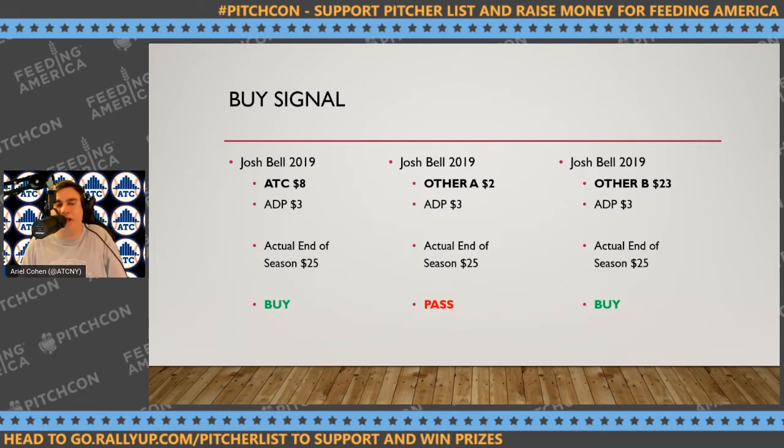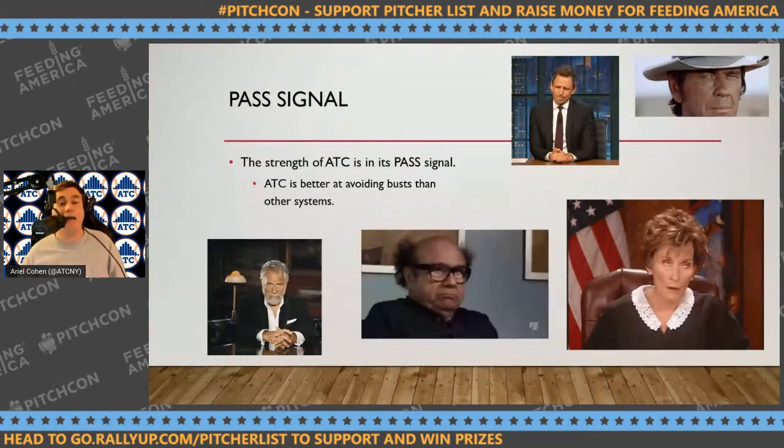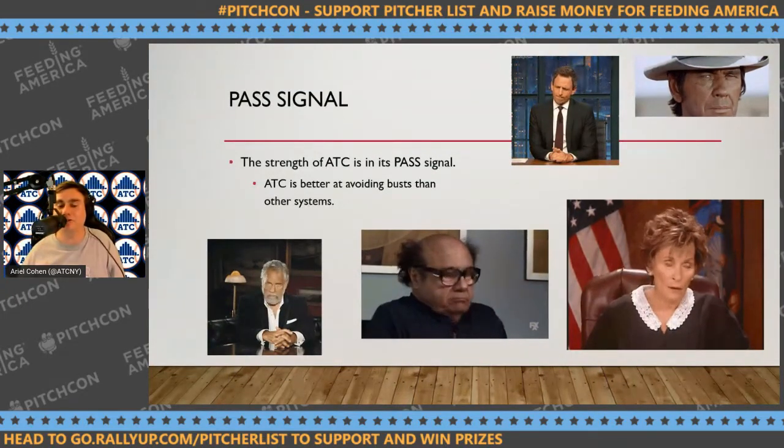It doesn't matter that ATC is not going to project at 23, but if ATC is higher on more players that you want to buy and lower on more players that you don't want to buy than the market, you will succeed, and that's what ATC does. I think that ATC is even better on its pass signal than its buy signal. I avoid so many traps that other people fall into. Oh, get this guy. No, pass. I think that's the strength of ATC.